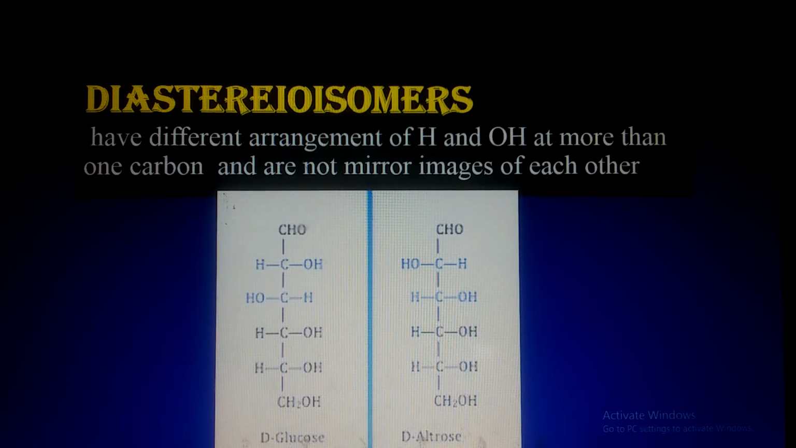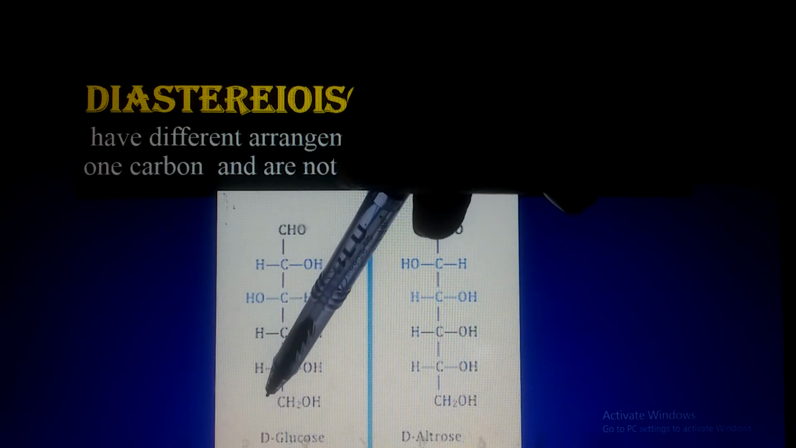Diastereoisomers have different arrangements of the hydrogen and hydroxyl group at more than one carbon and are not mirror images of each other. You can see here the functional group, the aldehyde group, and the carbon is the carbonyl carbon.